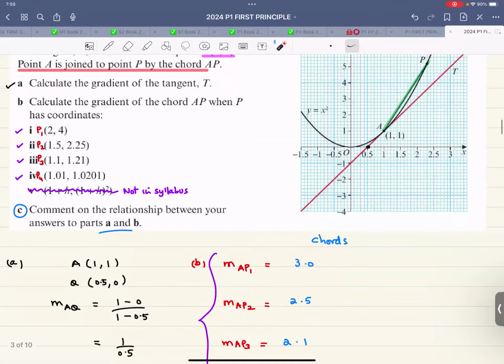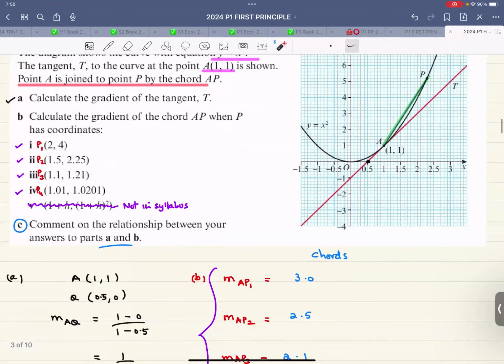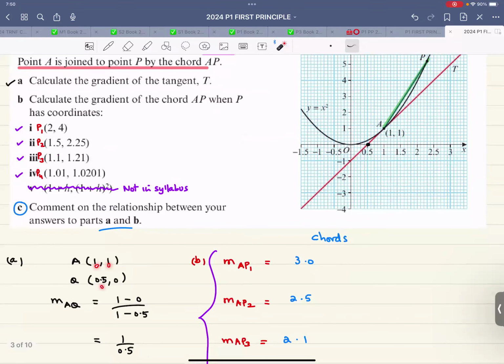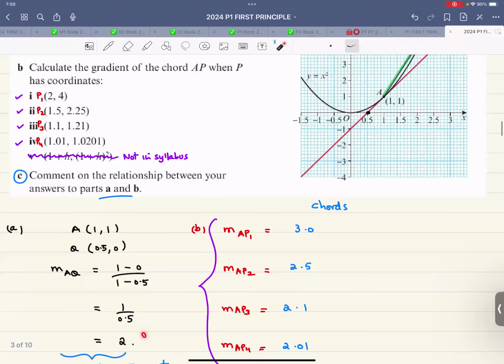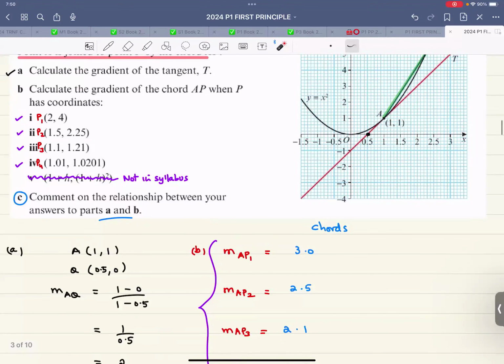So if I calculate the gradient of tangent T, I should choose the point (1, 1). I should choose the point (0, -1)? I have chosen these 2 points. And this line has a constant gradient. So the gradient comes out to be 2. Now it says calculate the gradient of the chord AP when P has this coordinate.